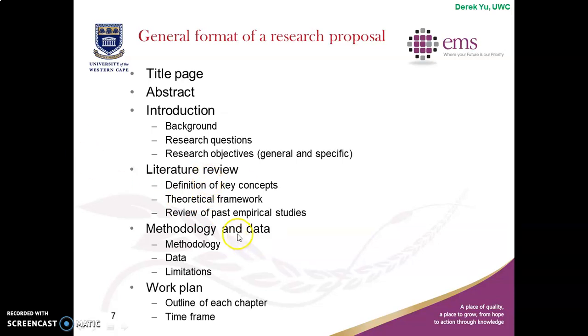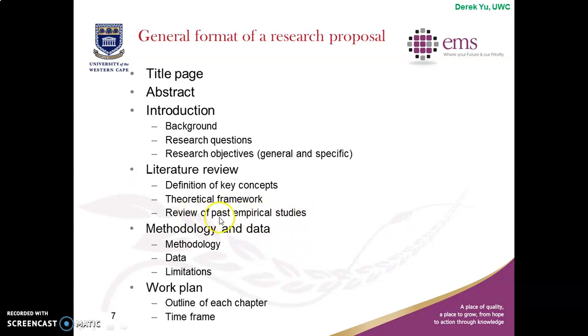But for the literature review, there are generally 3 subsections. You can define key concepts. Remember, you can't define 100 key concepts. So just focus on the 2 or 3 most important key concepts. Theories, again, you can't review all the theories. Maybe for the proposal, 1 or 2 most important or most well-known theories. And then some preliminary review of past empirical studies.